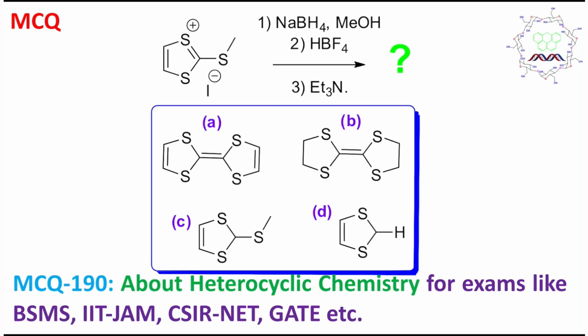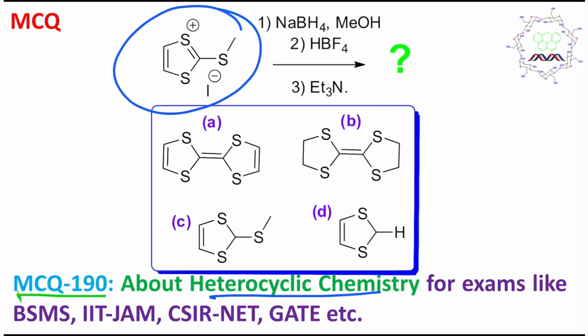Today's topic of discussion is one MCQ about heterocyclic chemistry, and actually this is the heterocyclic nucleus. Three-step reactions are carried out on this, and you have to say what is the right answer. Four options are provided and one of them is the right answer.